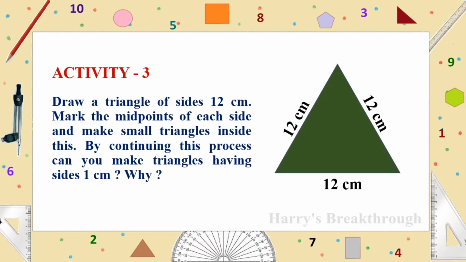And this is the third activity. You have to draw a triangle of side 12 centimeter and mark the midpoints of each side and make small triangles inside this. And then continue this process and check, by continuing this process, can you make triangles having sides 1 centimeter? Why? You have to do these 3 activities and write or send your answers to your teachers.